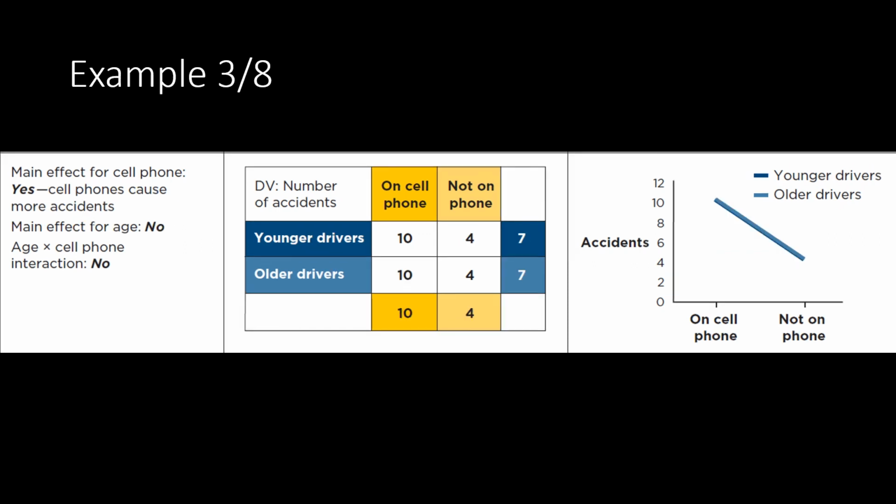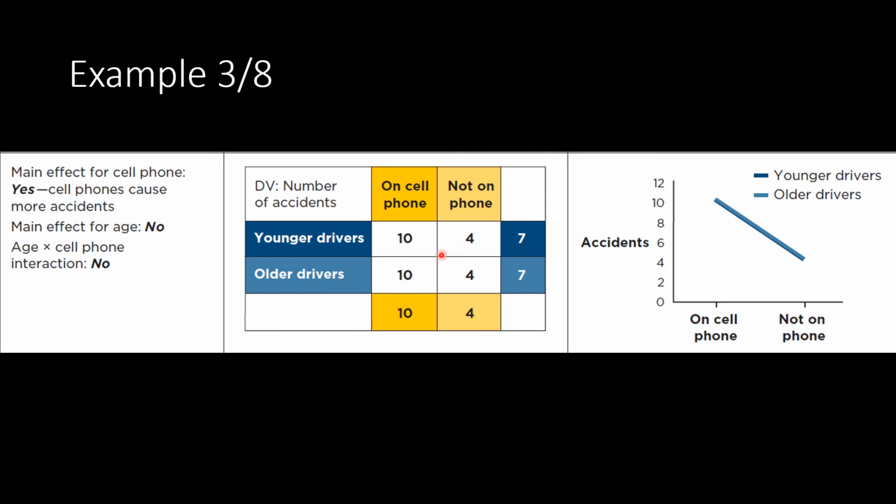Okay, here's another one where we again have one main effect and no interaction. So no interaction is easily seen here because the 2 lines are parallel. Technically, they're almost on top of each other, but that still fits as basically parallel lines. So here I can see that age is not a main effect this time, right? Younger drivers and older drivers have about the same number of accidents. People on cell phones have way more accidents than people not on cell phones. So in this case, being on a cell phone is a main effect.